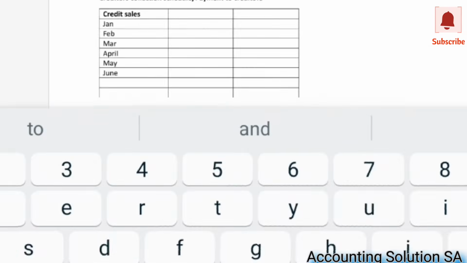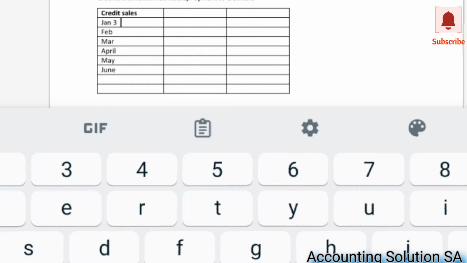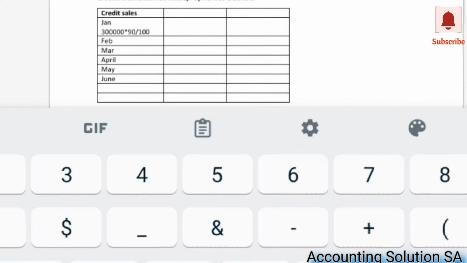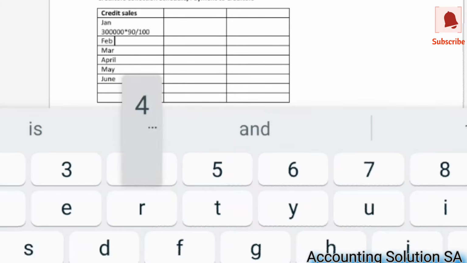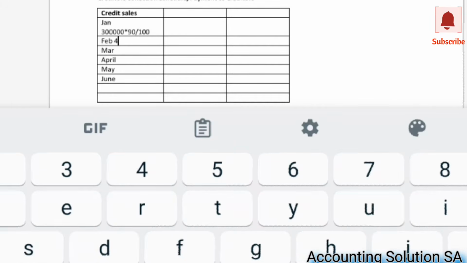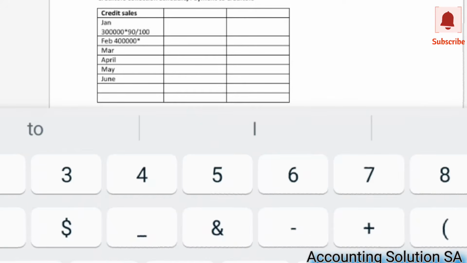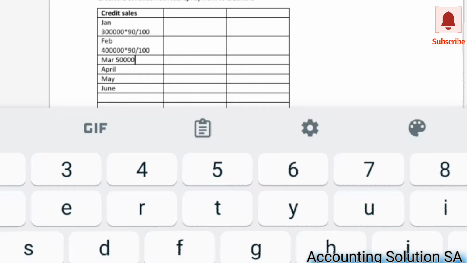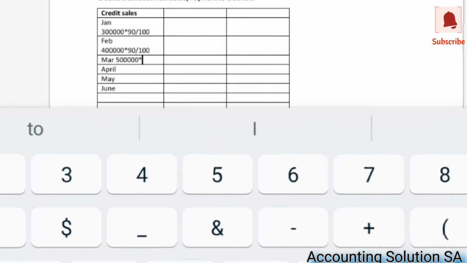January is 300, which we are going to multiply by 90%. February is 400, which we are going to multiply by 90%. March is 500, which we are going to multiply by 90%.